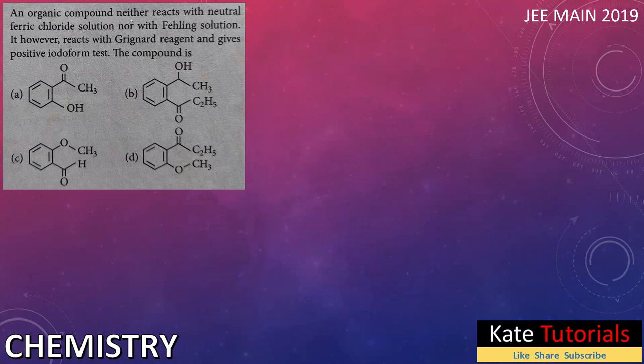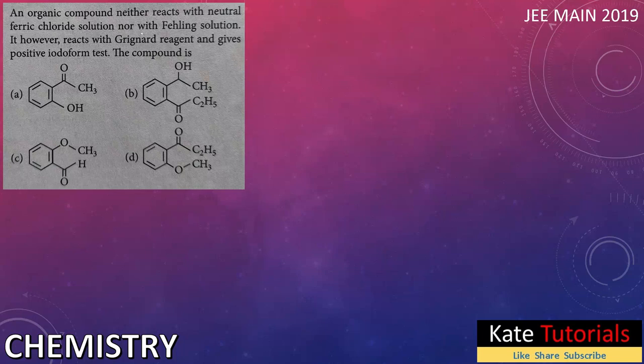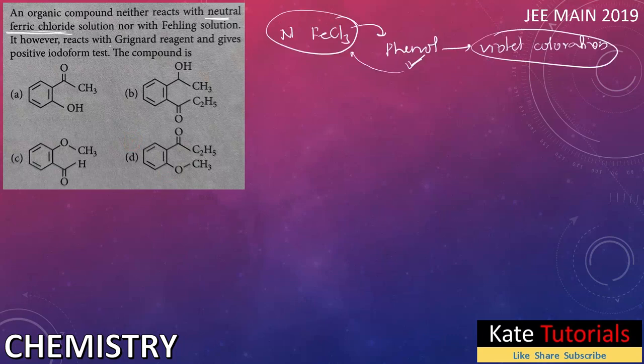So see, the organic compound does not react with neutral FeCl3, and we know that if we add neutral FeCl3 to phenol, it forms a complex which is violet in color. We will get violet coloration. It means only phenol will give this test. They have told the organic compound does not react with neutral FeCl3, it means it doesn't have any phenol.